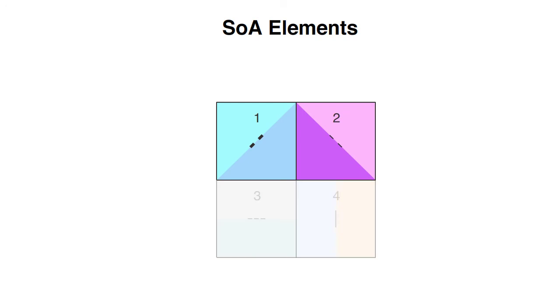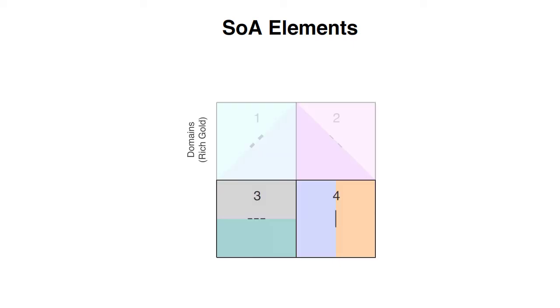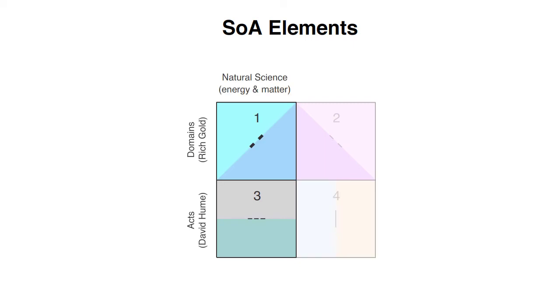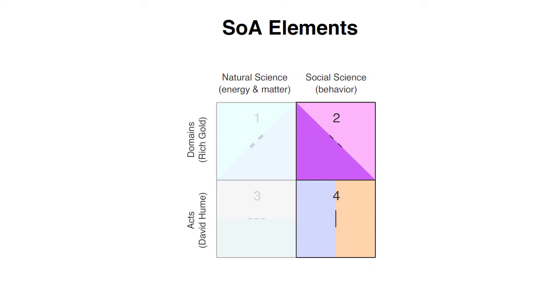Elements 1 and 2 in the top row of the quadrant were inspired by the golden contrast, but they were named more like domains. Elements 3 and 4 are inspired by Hume's guillotine, but are named more as acts. Elements 1 and 3 are related to energy and matter. Elements 2 and 4 are related to behavior. This is Figure 23a-ish of what's in the book.